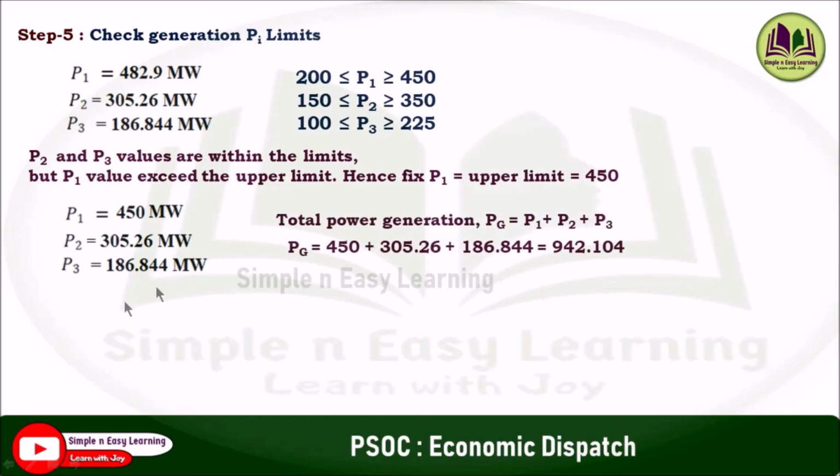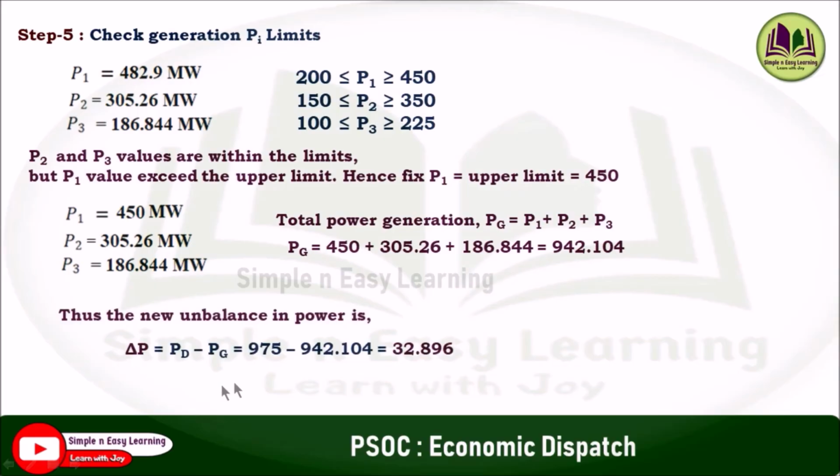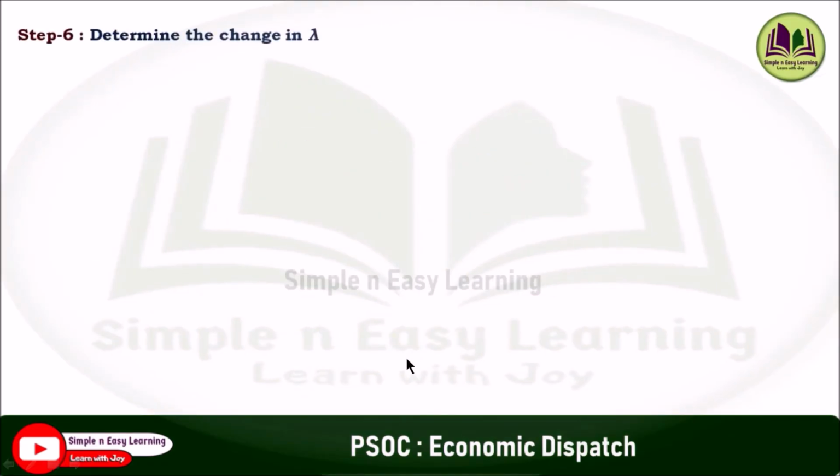Now if you add all the three generations, you will be getting 942.104 megawatt, which is again less than the demand of 975 megawatt. So you will be getting an error. So demand minus generation gives you 32.896 as error. If you get an error, then we need to find out the new value of lambda. So for that, we need to find the change in lambda.